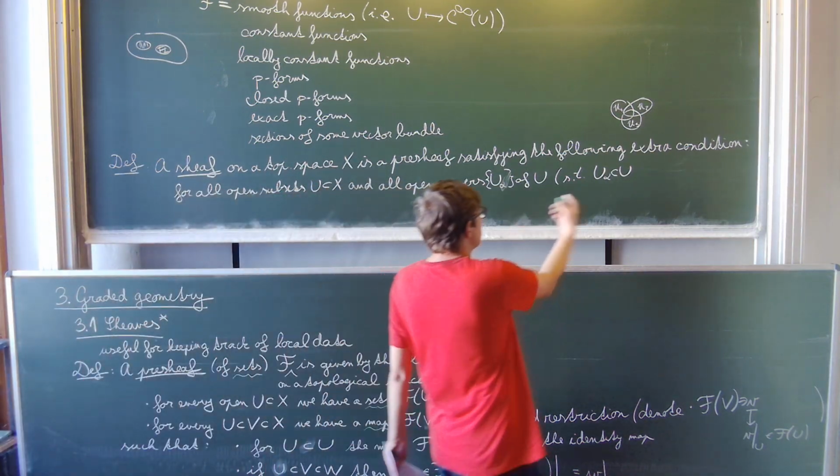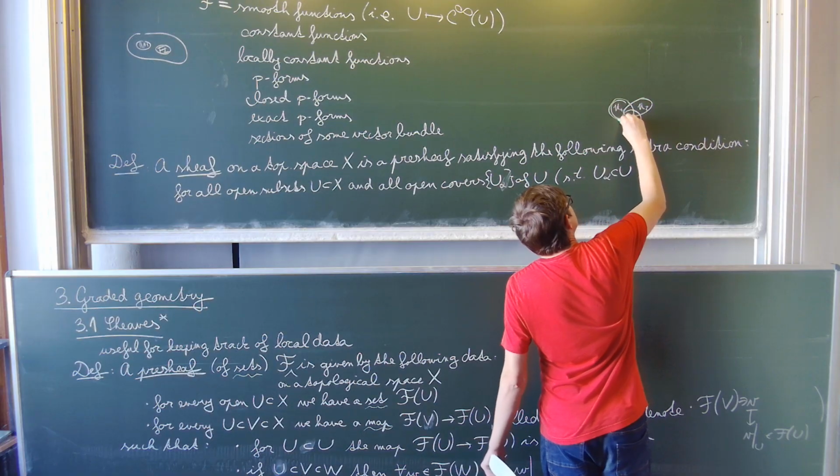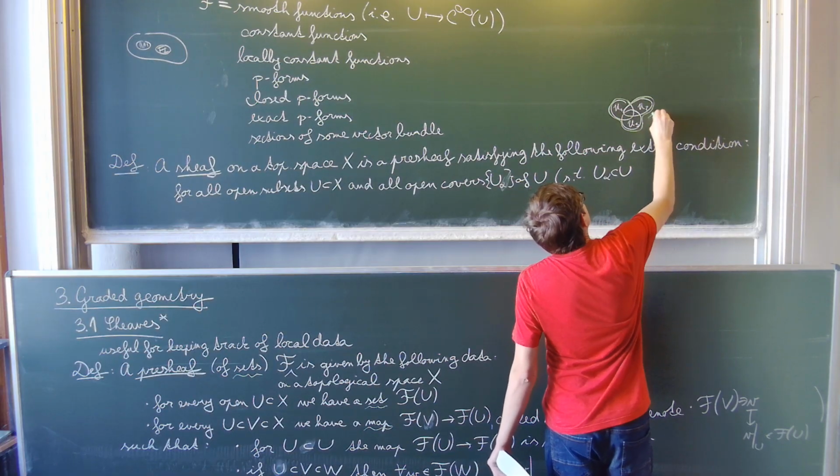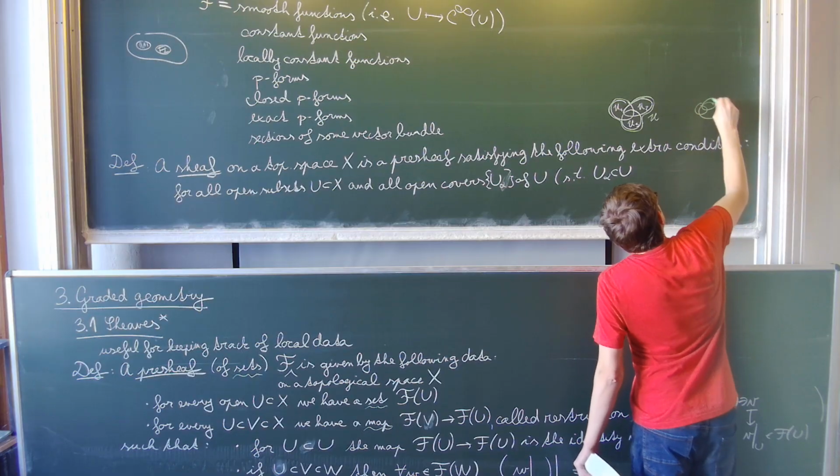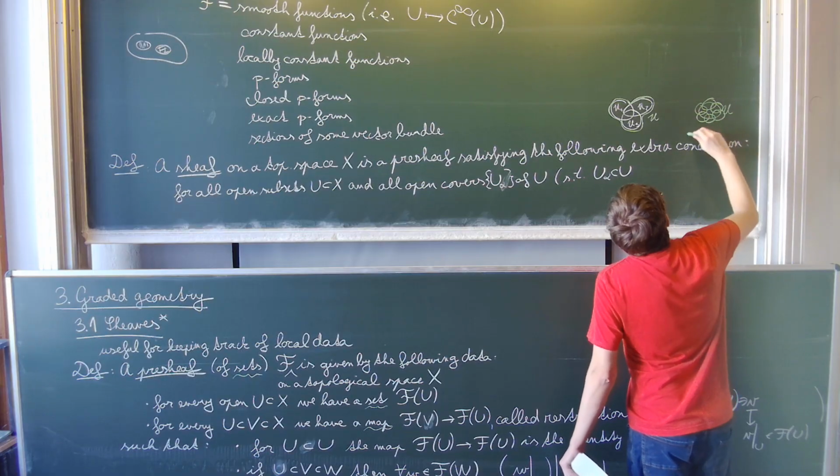This is what I mean. I mean, all these things in the cover should be inside U. So I don't want pictures like this, where this is U, and then you have an open cover which looks like this. That's not good.